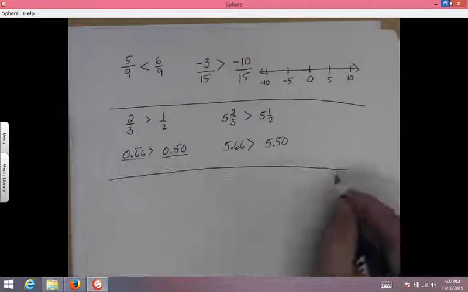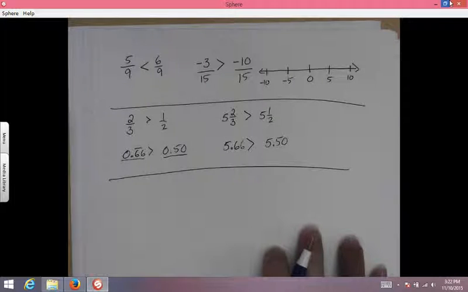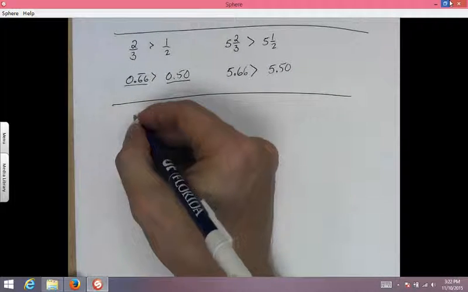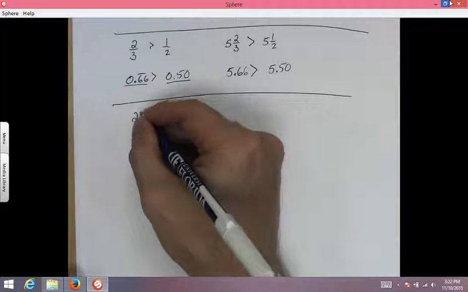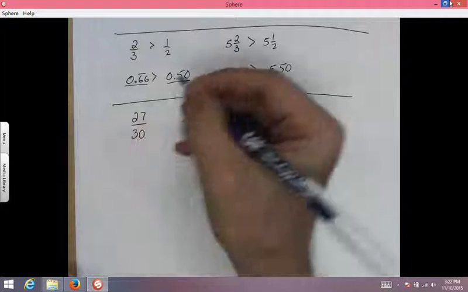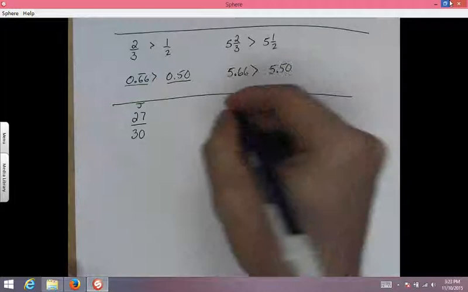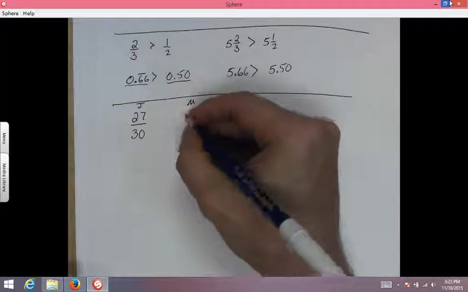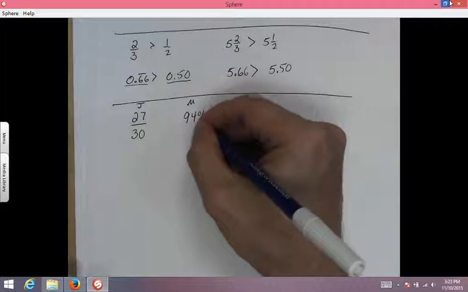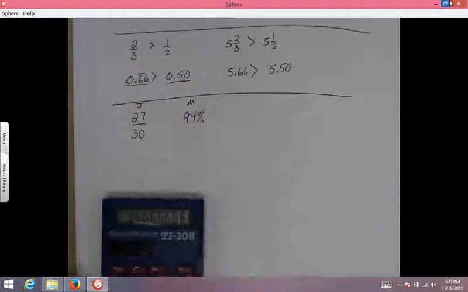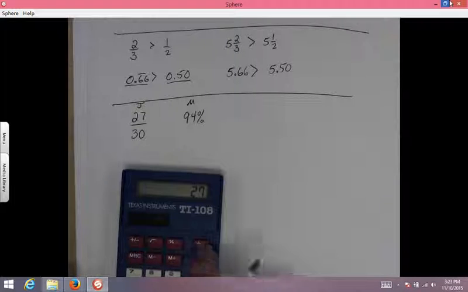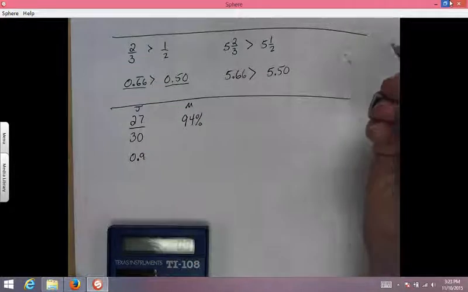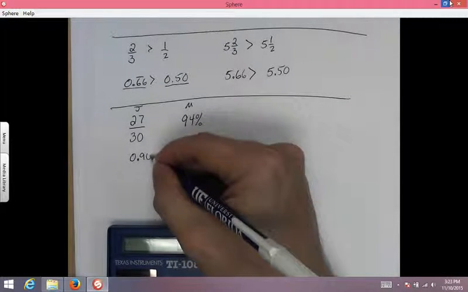Now, the next kind of problems that you're going to see, maybe a word problem, and it'll say, what's better? 27 out of 30 on one test, and let's say Joe got this, and let's say Mike got a 94%. So let's see who's better. Well, we've got 27 divided by 30, and that's going to be 0.9. That's a terminating decimal, so we can always add a 0 to the end if we want to.